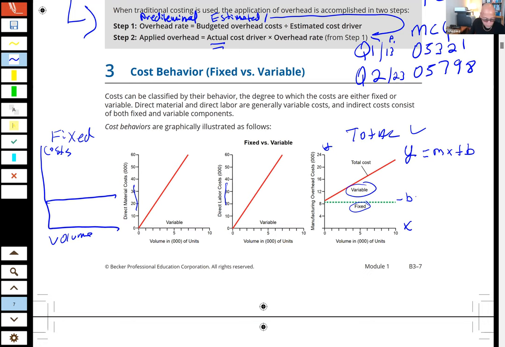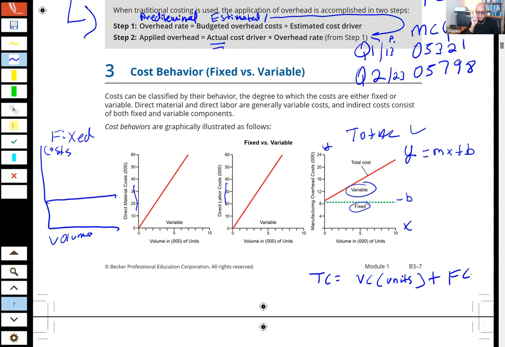So you could look at this and say to yourself, well, I could just change these symbols into something that's representative of what we're doing here, which is our total cost, which is Y, equals what? Our variable cost times the units, plus my fixed cost.